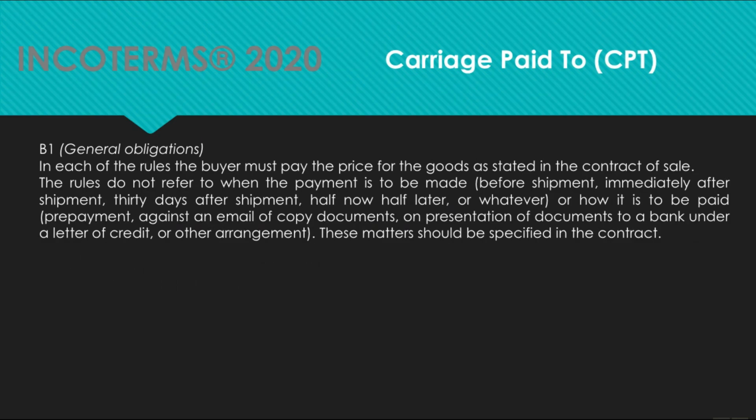B1. General obligations. In each of the rules, the buyer must pay the price for the goods as stated in the contract of sale. The rules do not refer to when the payment is to be made: before shipment, immediately after shipment, 30 days after shipment, half now and half later, or whatever, or how it is to be paid: prepayment against an email of copy documents, on presentation of documents to a bank under a letter of credit, or other arrangements. These matters should be specified in the contract.